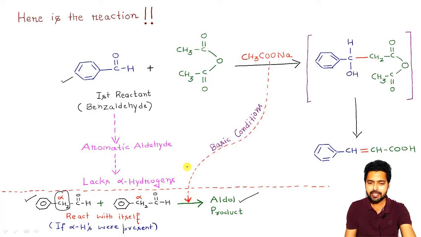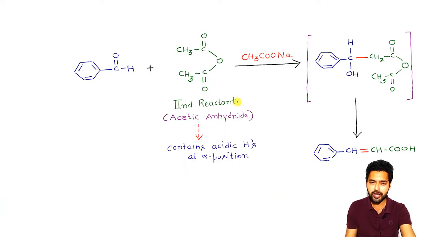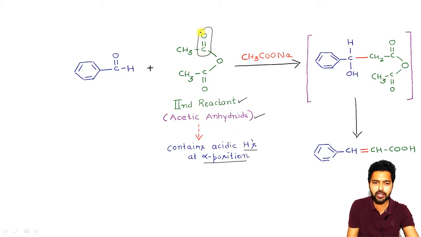And the next thing which I want to tell you about is the second reactant. It is a molecule of some anhydride, and it does contain hydrogens on the alpha position. I mean this is the carbonyl here and this position here is the alpha position, and obviously these three protons here are the alpha protons, right?